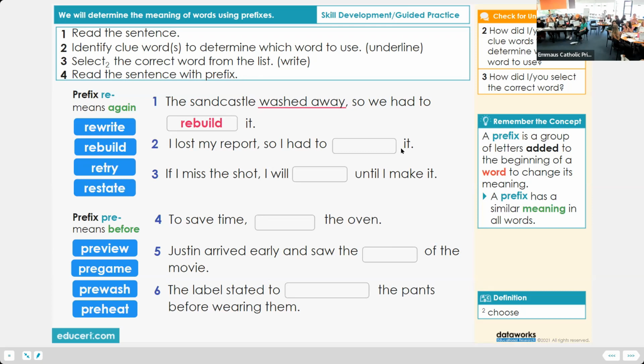The clue word was lost, to tell you what happened to the report. So to get it in, you need to rewrite it.